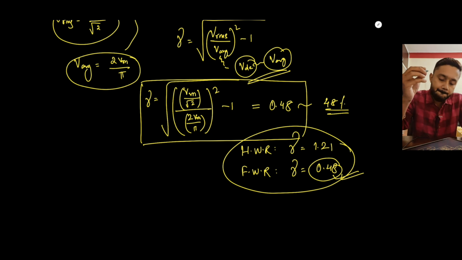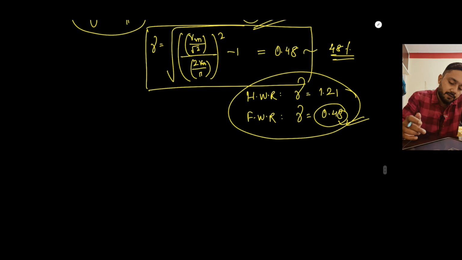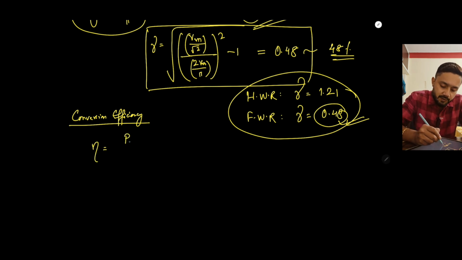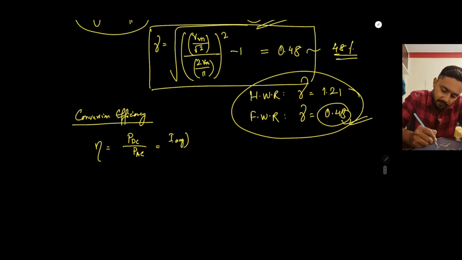The next thing was the conversion efficiency. So what is the conversion efficiency? The conversion efficiency is PDC by PAC. PDC is the power delivered to the load by the rectifier, and PDC is calculated with the help of the average value, I average square R, and PAC is calculated with the help of the RMS value.